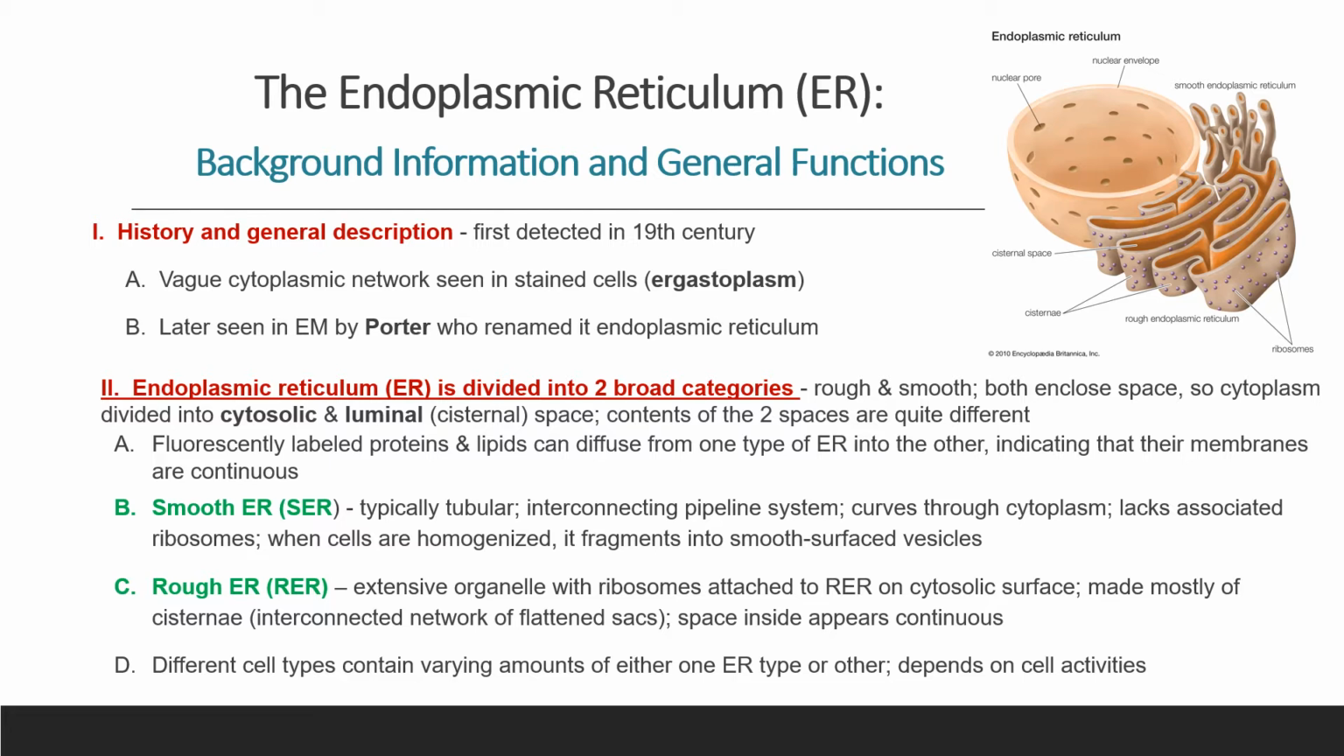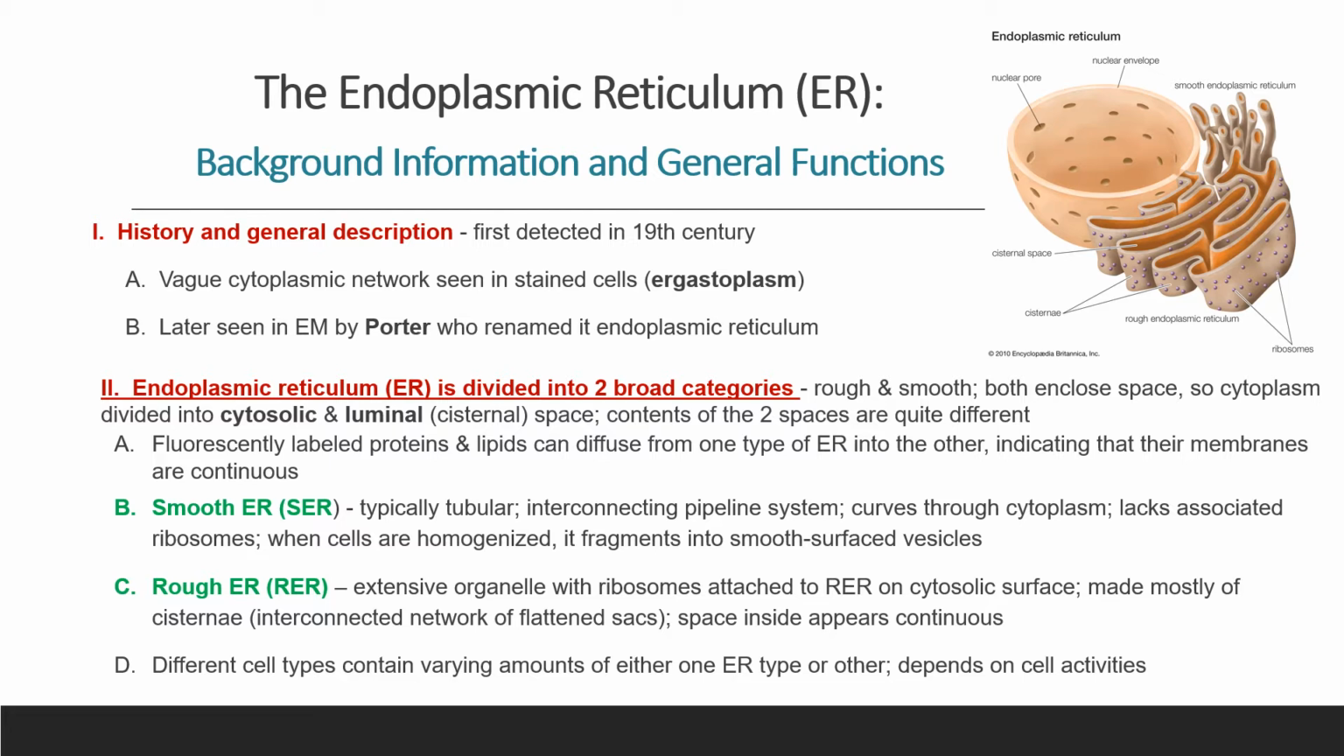It is actually divided into two broad categories. The first one is the rough and the second one is the smooth. Both enclose space, divided into cytosolic and luminal cisternal spaces, and the contents of the two spaces are quite different. Fluorescently labeled proteins and lipids can diffuse from one type of ER into the other, indicating that their membranes are continuous.